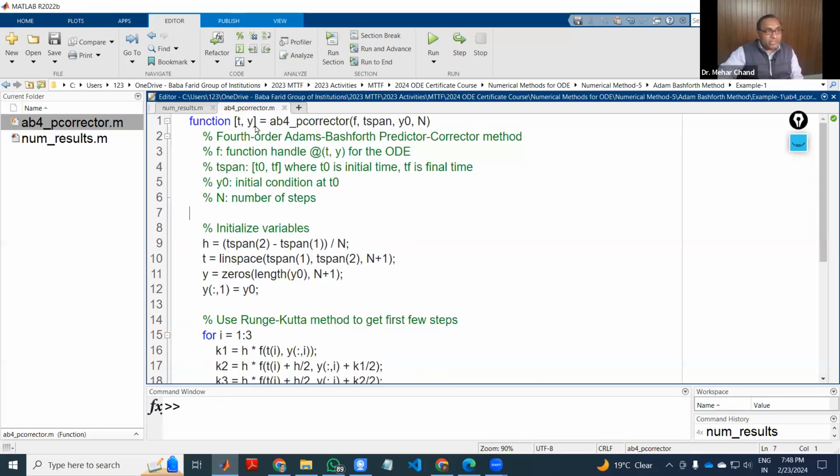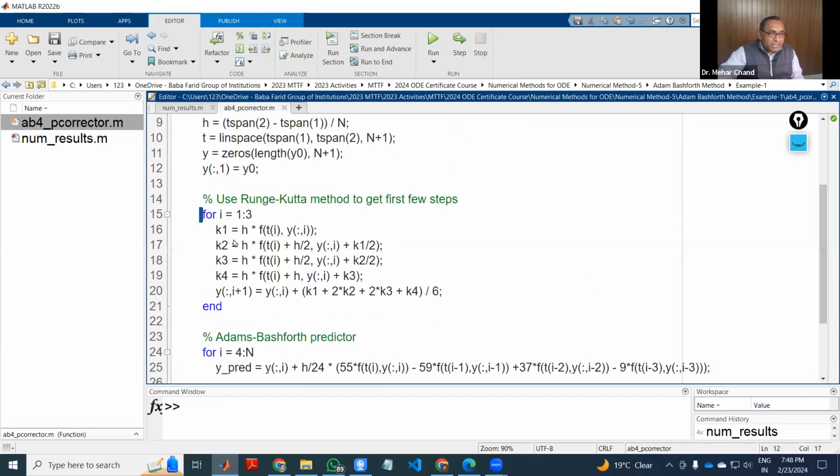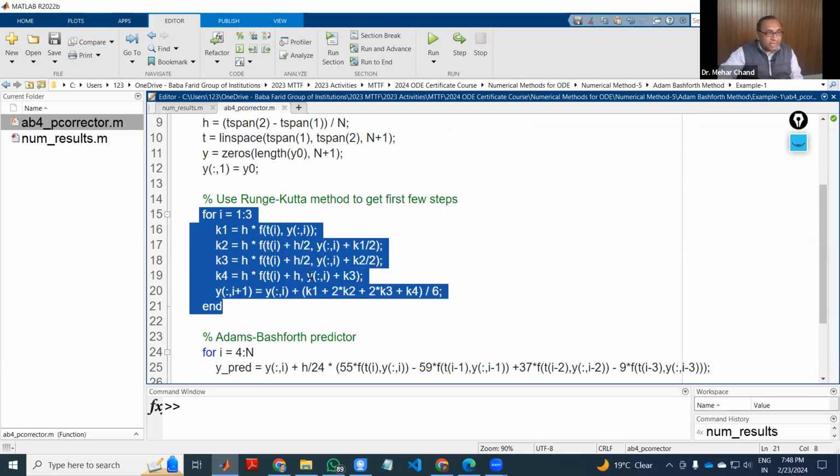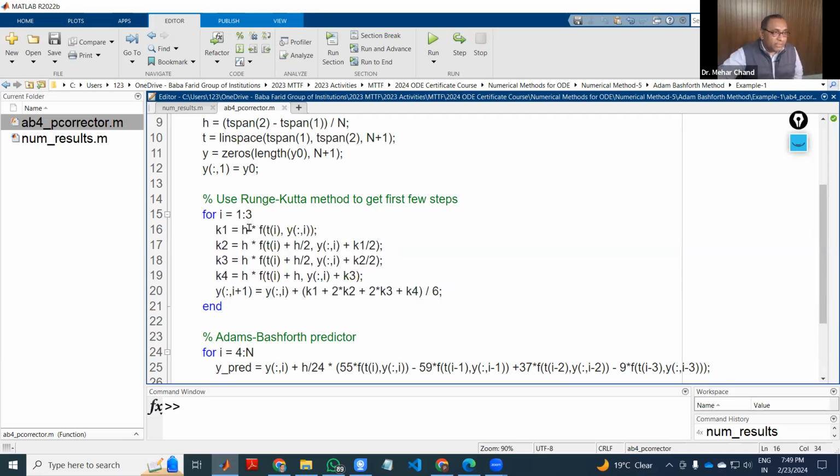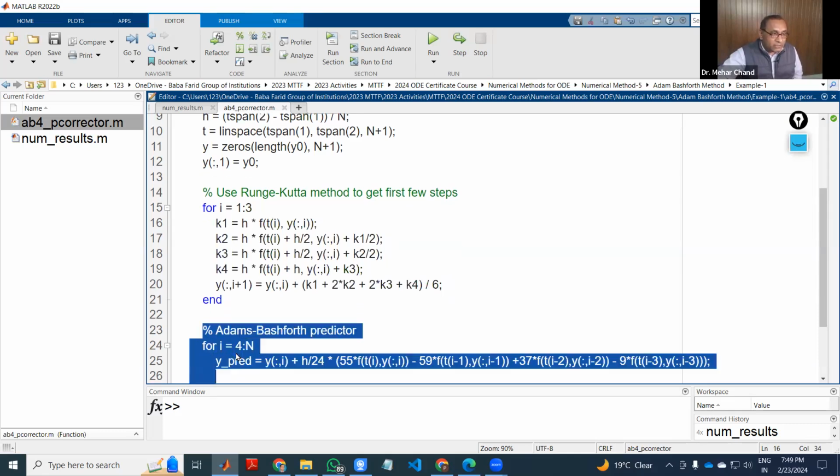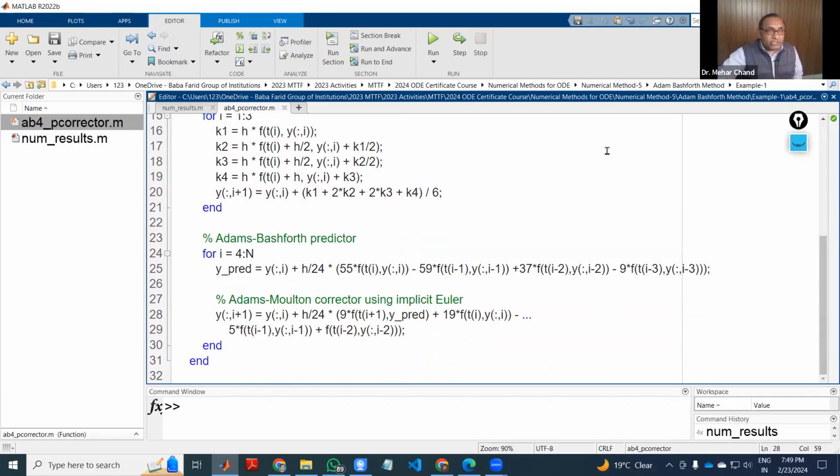Is there any question? At this place you can use other methods, like the Euler method, or if you want, the Milne method can also be used. All the methods we discussed earlier can be used to compute the values. We are using the Runge-Kutta method to get the values used in this formula. Any question, please?